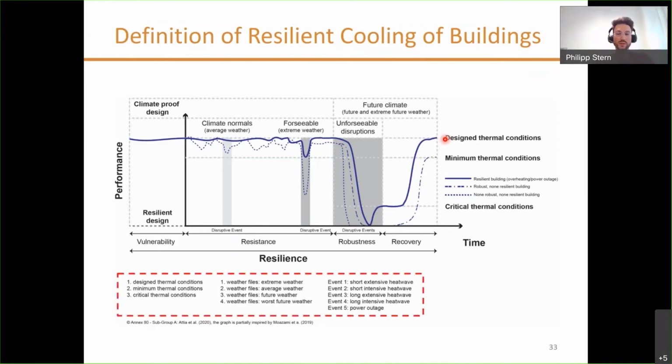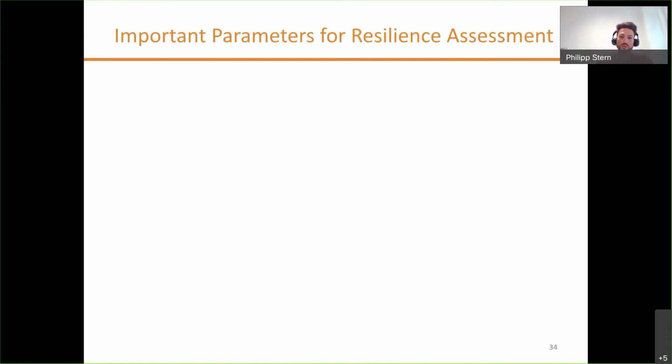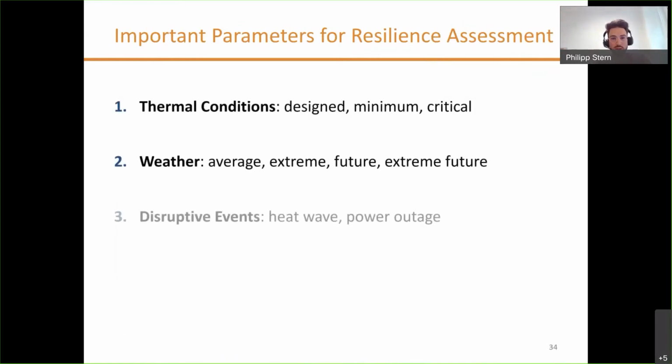So very important are these, what is written down here. So it's kind of the key parameters which are important to resilience. So this is first the thermal conditions, the weather, and of course the disruptive events, as I talked before.